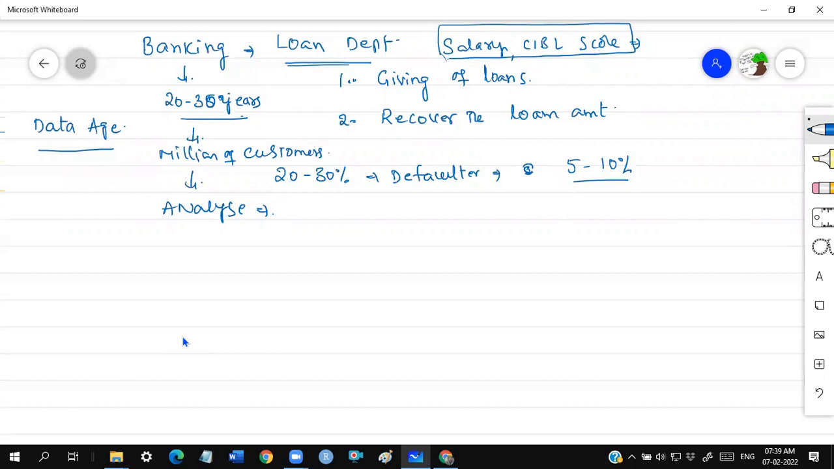So what the banks thought is, why don't we analyze the data of all these millions of customers? If we analyze them, we are going to get some story from it, guys. Some story means some understanding. That understanding is nothing but insights.